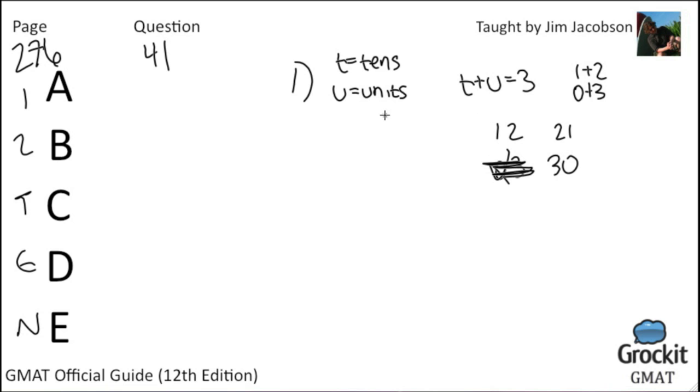However, this is a value question. We need one specific value. Since we have 3 values, it's not enough. So statement 1 is insufficient. We cross off A and D.